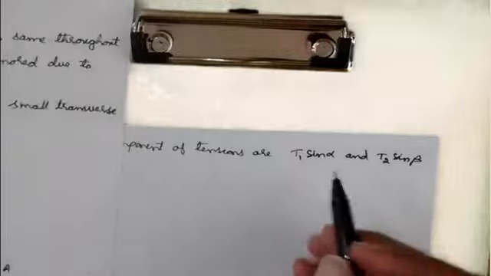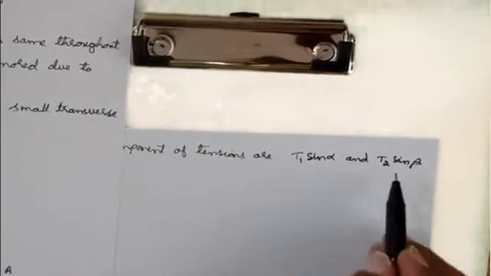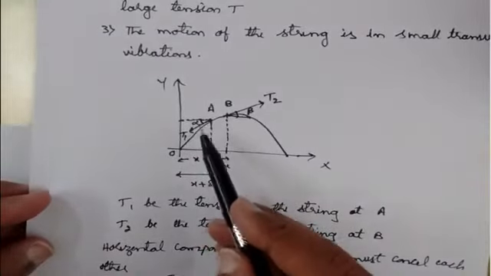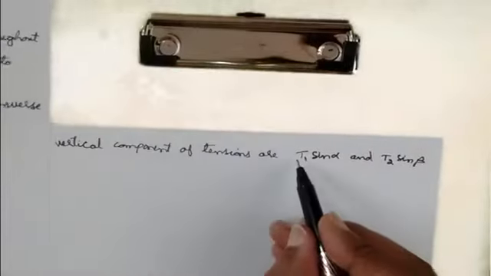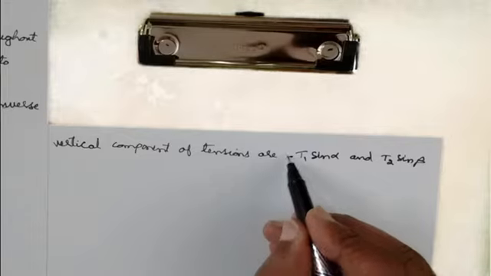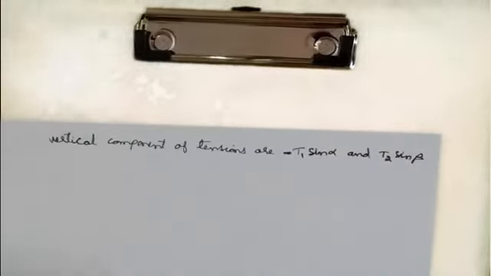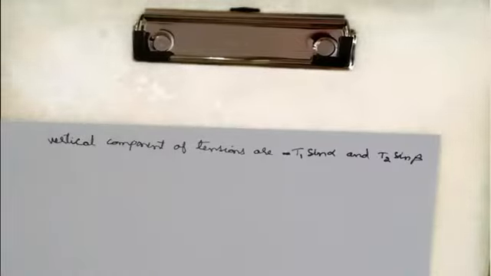But the question is whether both the components are positive or negative. Try to observe this T1, which is in the downward direction. Because it is in the downward direction, you can write this vertical component as negative. So it is minus T1 sine of alpha and T2 sine of beta.